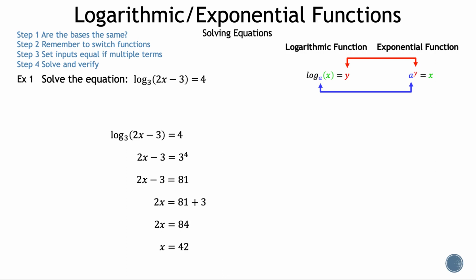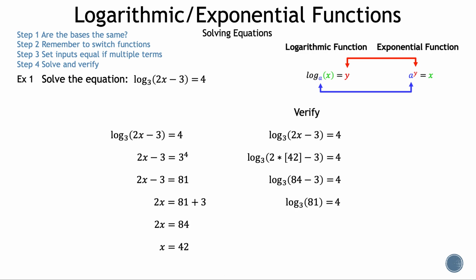Remember the second key bit that we talked about with the definition of a log? That the input must be positive? Well, now we have to verify. So let's substitute 42 for each x into the original equation. So now we have the log of 2 times 42 minus 3 with base 3 is equal to 4. Let's multiply. And 2 times 42 is 84. And 84 minus 3 is 81. So now we have the log of 81 with base 3 is equal to 4.